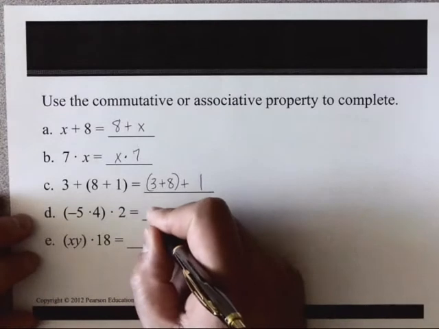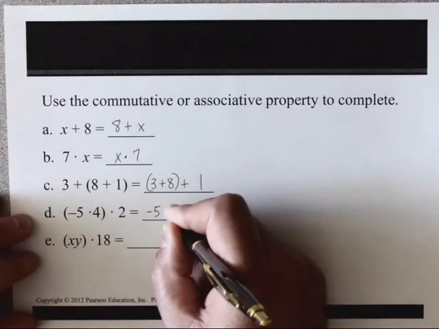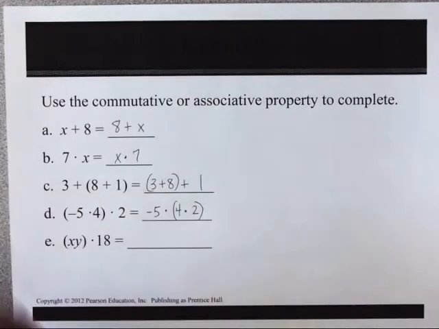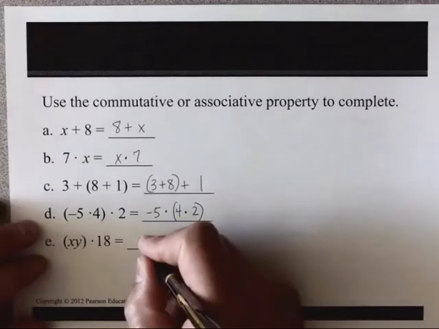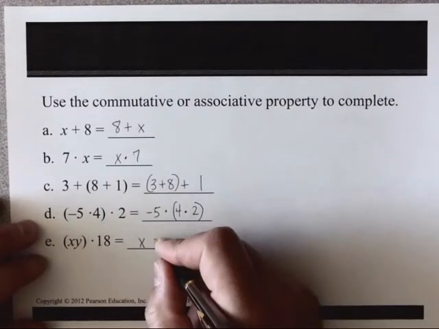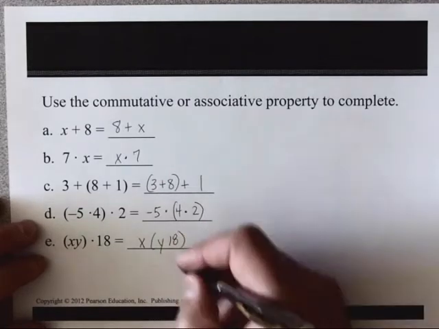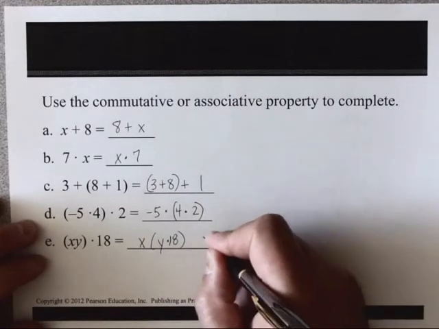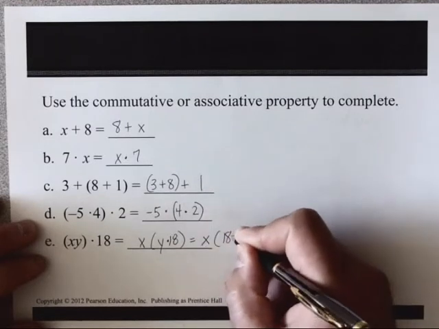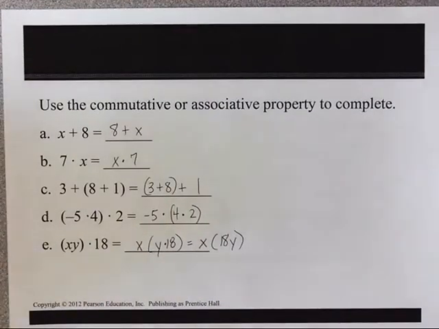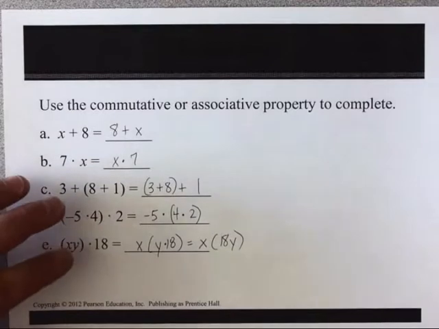I can do the same thing here with associative property. So instead of grouping the -5 and the 4, I'm going to group the 4 and the 2, and I'm going to keep everything in the same order. And I could do the same thing down here. Instead of grouping x and y, I could group y and 18, which would probably be written like this. So we use these properties to rewrite, which will help us in the solving process later on.